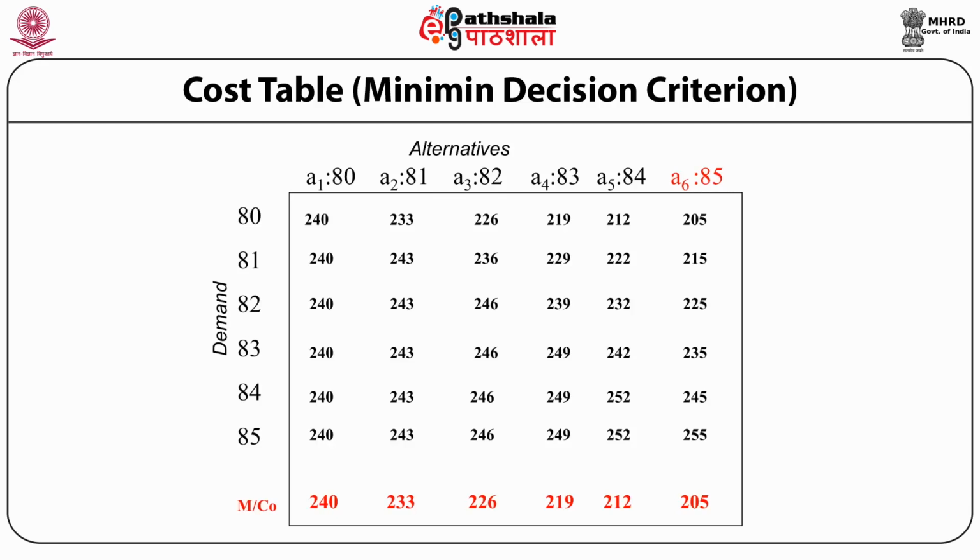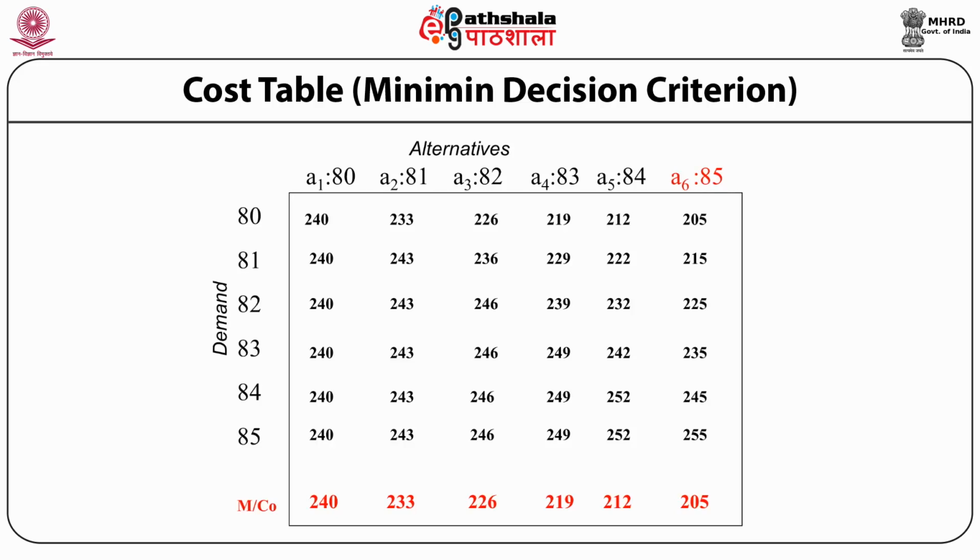So as per the Min-min decision criterion, here we have selected the minimum cost for every possible alternative. So for strategy A1, the minimum cost is rupees 240. For strategy A2, it is 233. For strategy A3, it is 226. For strategy A4, it is 219. And for strategy A6, it is 205.